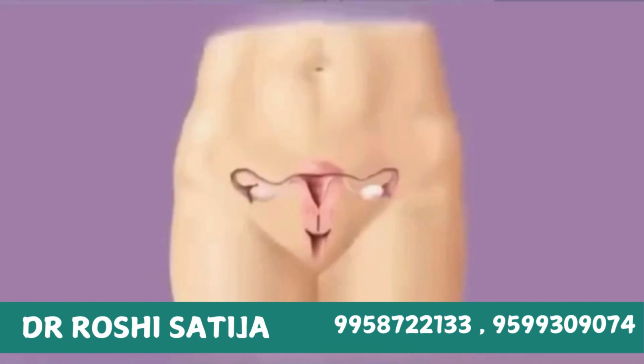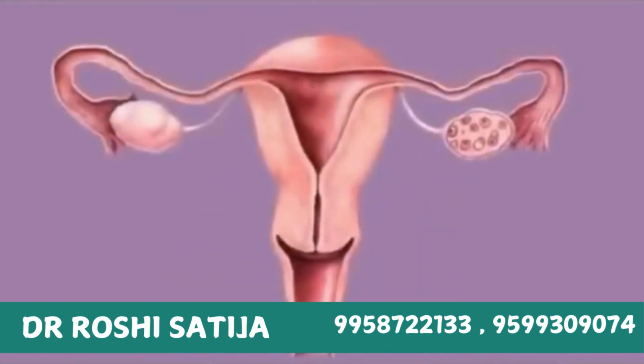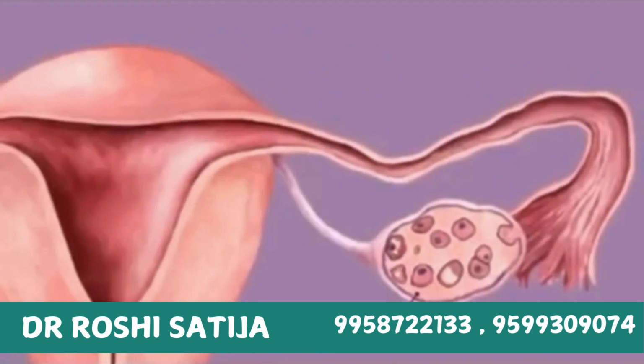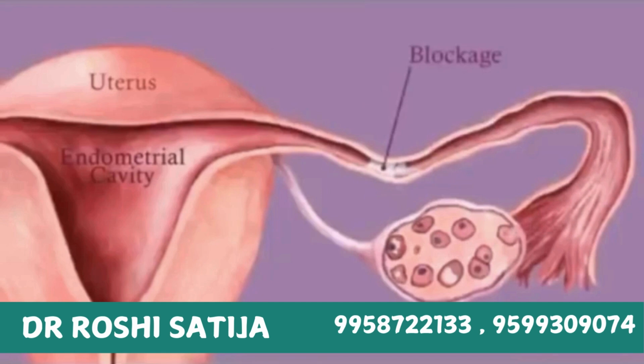Fallopian tube recanalization and selective salpingography. The most common cause of infertility in women is a blockage or narrowing of one or both fallopian tubes. During fertilization, the egg travels from the ovary through the fallopian tube and into the endometrial cavity of the uterus.